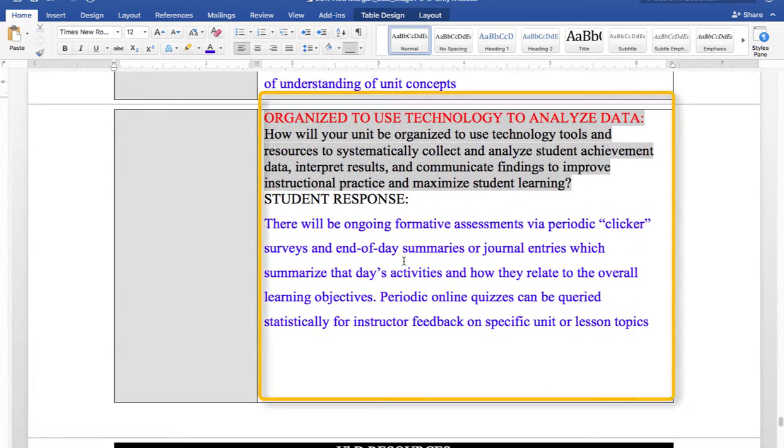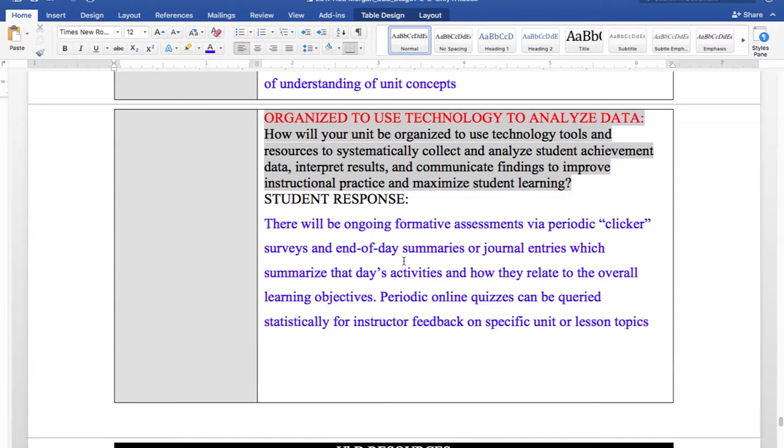And then finally, how can we analyze data? How can we take this formative assessment feedback that we get throughout the course and quantifiably analyze it so that we can make sense of it and make course corrections as needed?